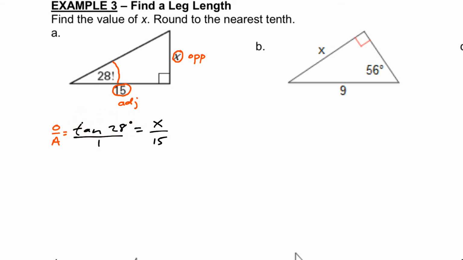So for the tangent of 28, I type that in my calculator, and I'm going to round this off after 4 decimal places, okay? So 4 digits after the decimal point. That's going to give me 0.5317. That's the tangent of 28 degrees. I'm going to put that over 1, and that's going to equal x over 15.